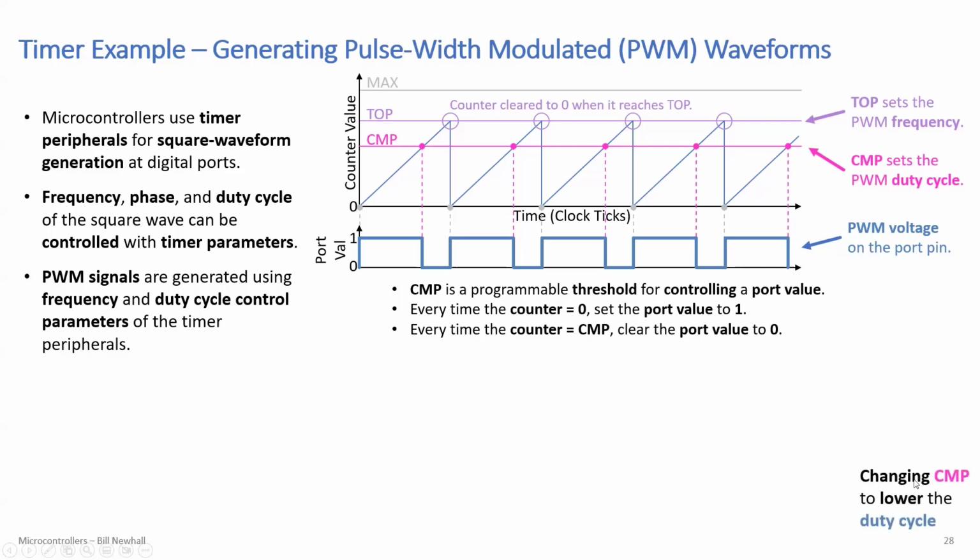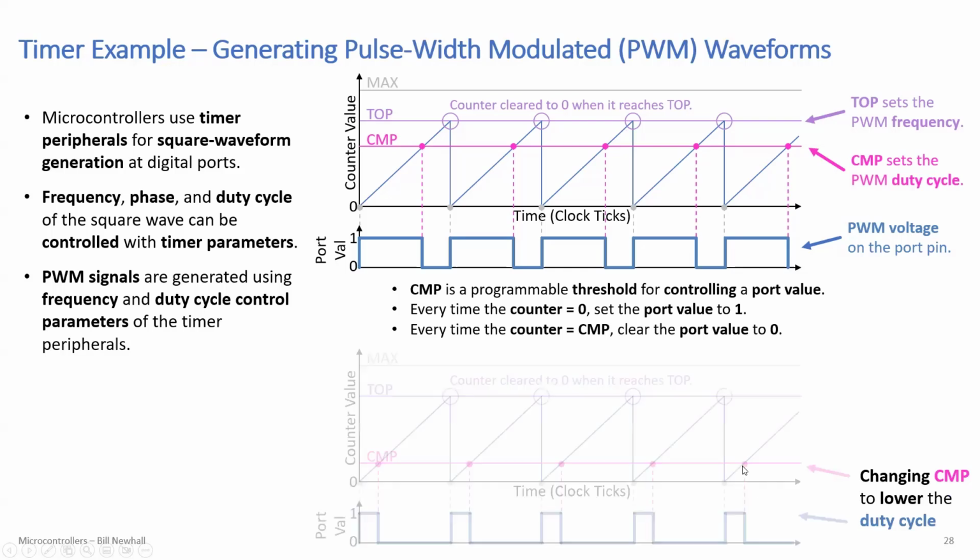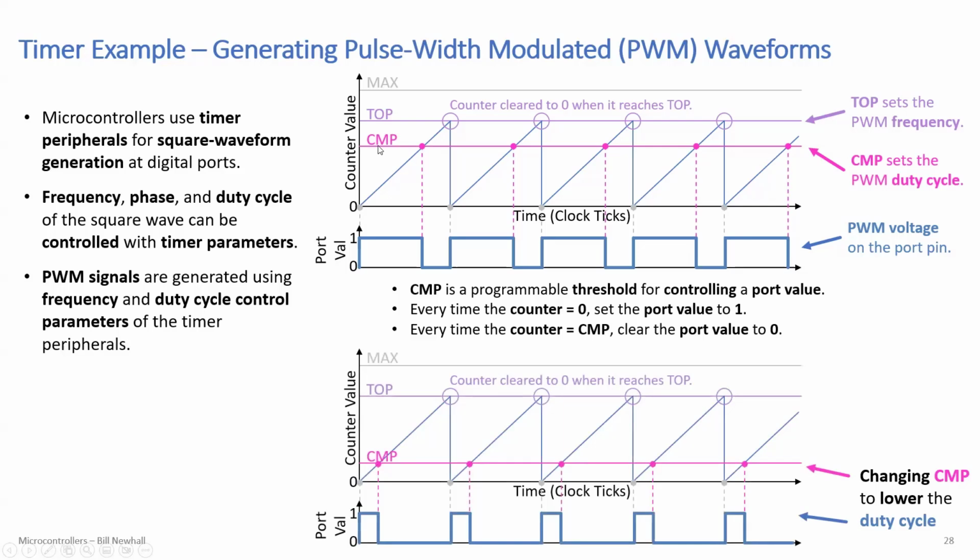And so let's take a look at an example of changing that compare value to a lower duty cycle. Okay, so here's that plot. I've just taken that comp value from some high value to some lower value. So the time that the output port is high is shorter, because the counter reaches that comp value faster. So I didn't have to change the clock tick rate. I didn't have to change the frequency that's set by top. I just had to change the comp value to change the duty cycle.